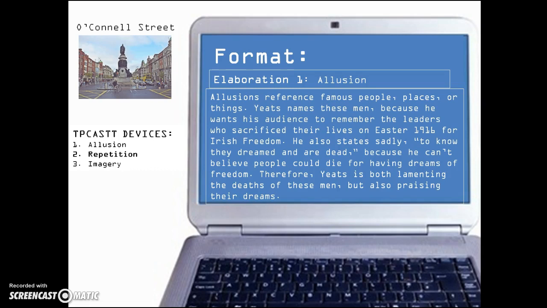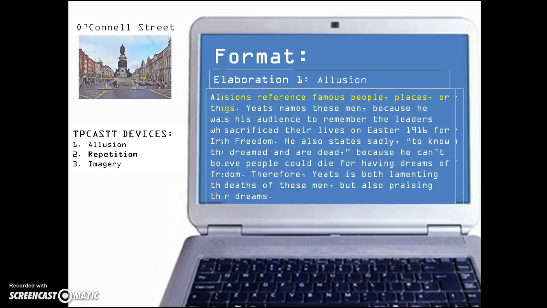So I might write, allusions reference famous people, places, or things. Yeats names these men because he wants his audience to remember the leaders who sacrificed their lives on Easter 1916 for Irish freedom. He also states sadly, to know they dreamed and are dead, because he can't believe people could die for having dreams of freedom. Therefore, Yeats is both lamenting the deaths of these men, but also praising their dreams.